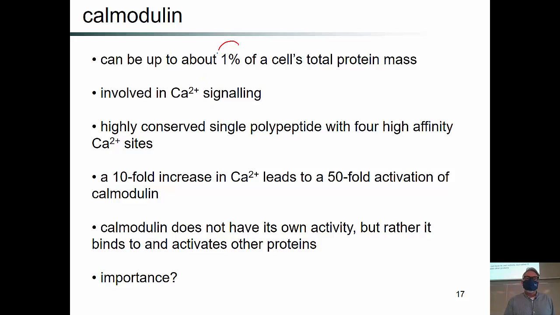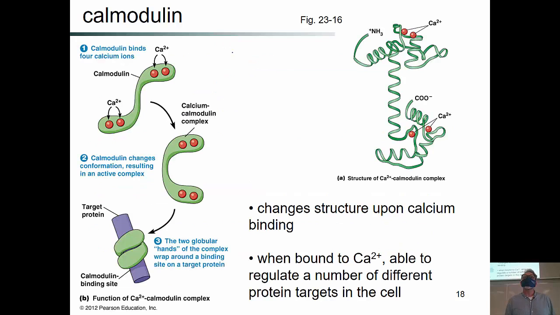It can take up, I mean, there's a lot of this, up to 1% of a cell's total protein mass. Okay? And it has multiple configurations. The first is the unbound form. And then it binds to 2 calciums. And once it binds to calcium, it shifts into a conformation that allows it to bind to its target. Once it binds to its target, it shifts shape again, and now it modulates the effect of the target.